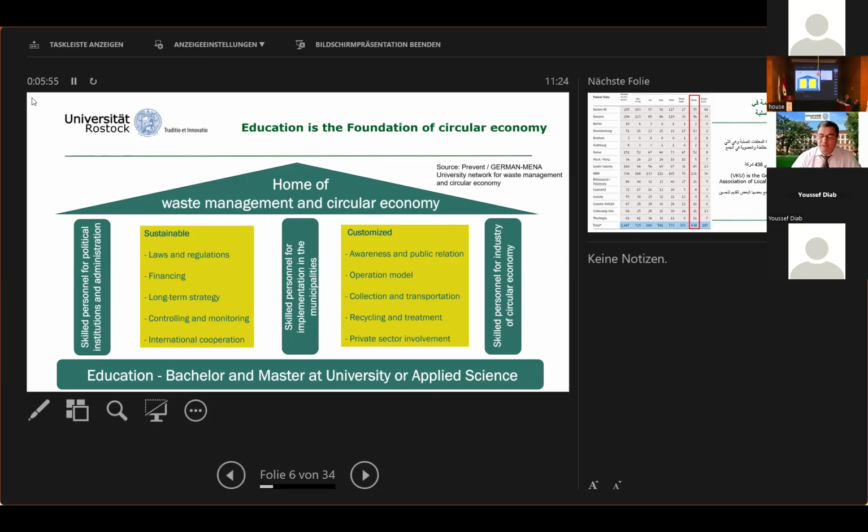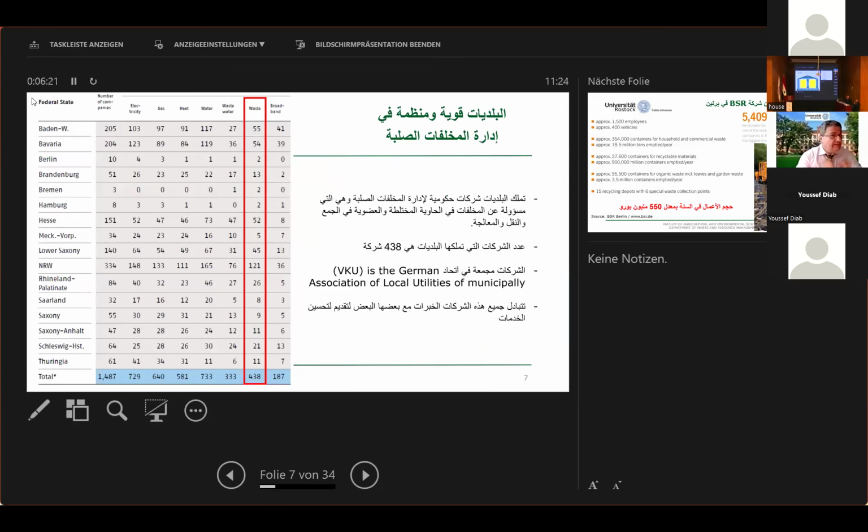We need skilled personnel for the municipalities. Sorry, most of the municipalities don't have the skilled personnel to develop this strategy. And we need skilled personnel for the industry. Education is very important, and we work together with Ain Shams University on education. So why is waste management in Europe, in Germany, working? The municipalities are very strong, have the money, have the skilled personnel. It's organized.